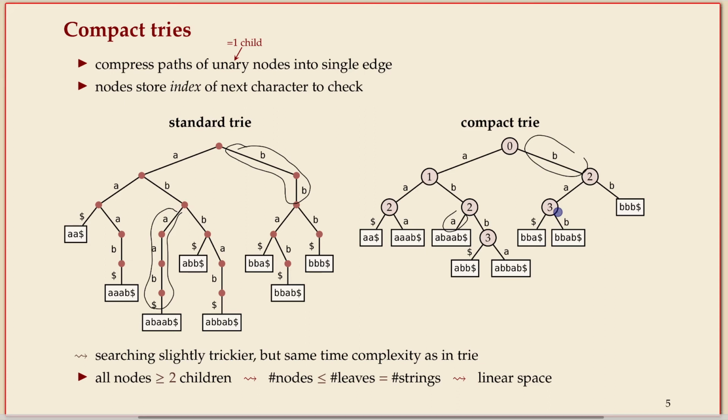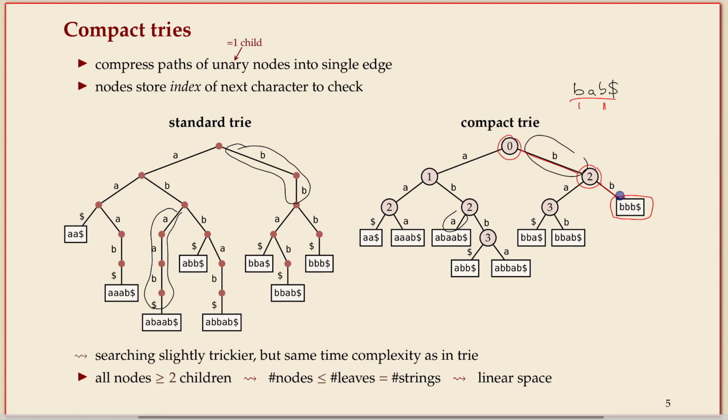How do you search in the compact trie if you don't have this anymore, if that's gone? How do you do the same search as before? Suppose we search for BAB. So we would start at the root. That tells us compare the 0 index character. So that's a B. We follow the edge that matches. Now we're comparing the second character, the character at position 2, index 2, another B. Brilliant. So we go down here, and we have found our pattern.